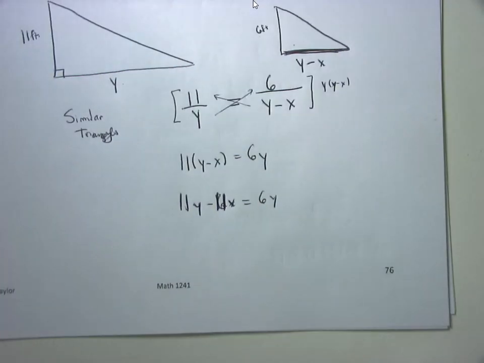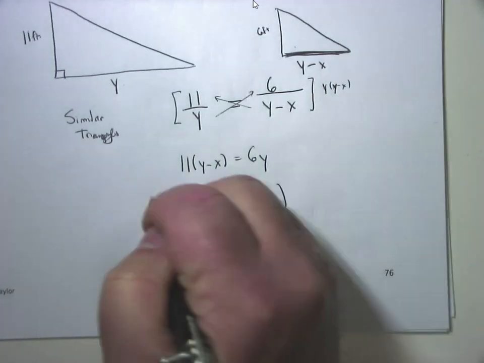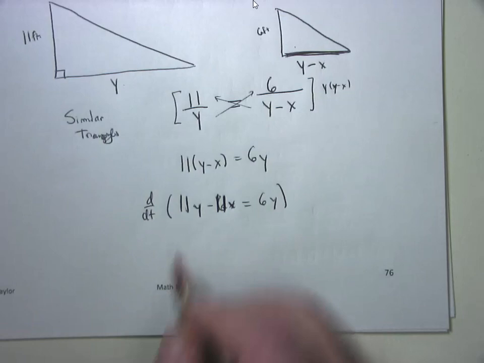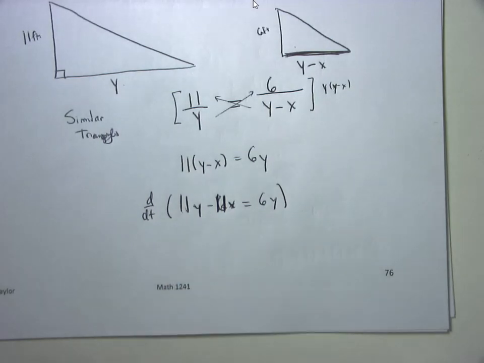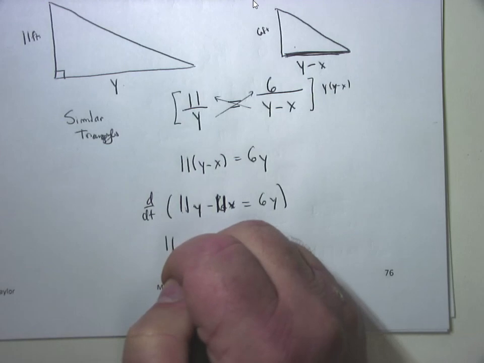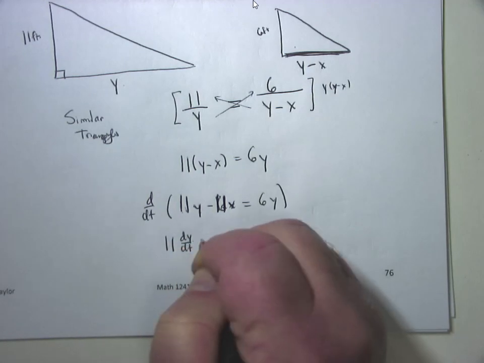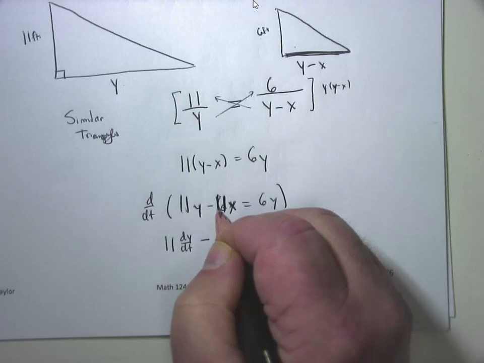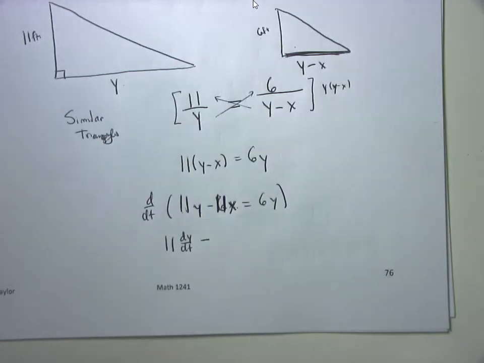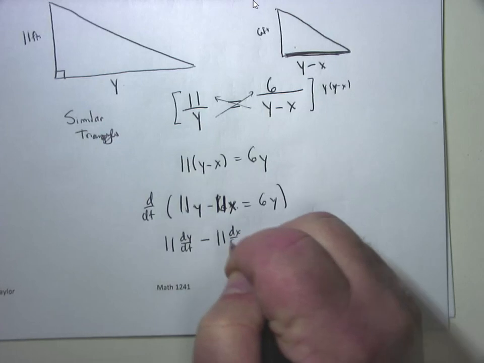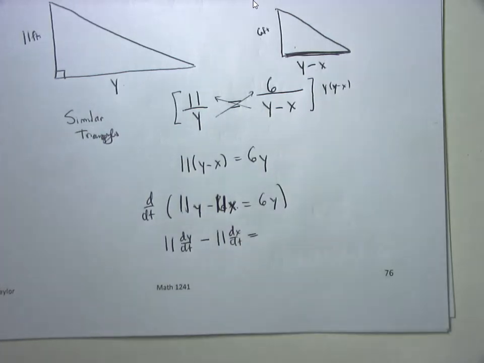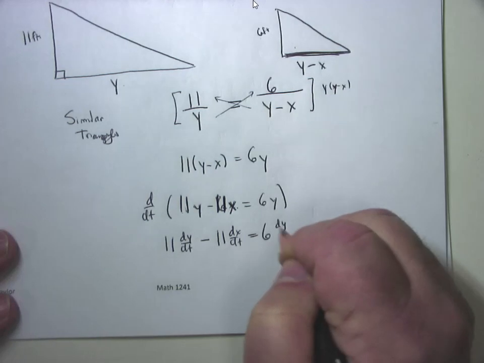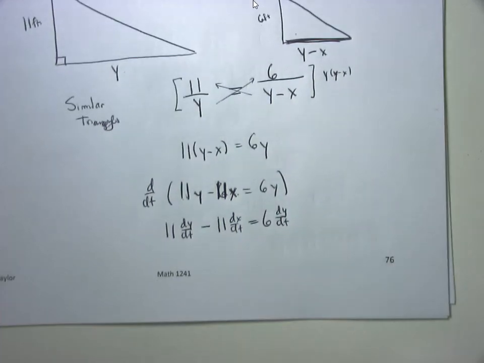Now, my question to you is this. I could continue to move some variables over, but at any time, you can just stop and take the derivative with respect to time. What is the derivative of 11y with respect to time? 11 dy over dt. Minus, what is the derivative of 11x with respect to time? 11 dx over dt equals, what is the derivative of 6y with respect to time? 6 dy over dt. Right?